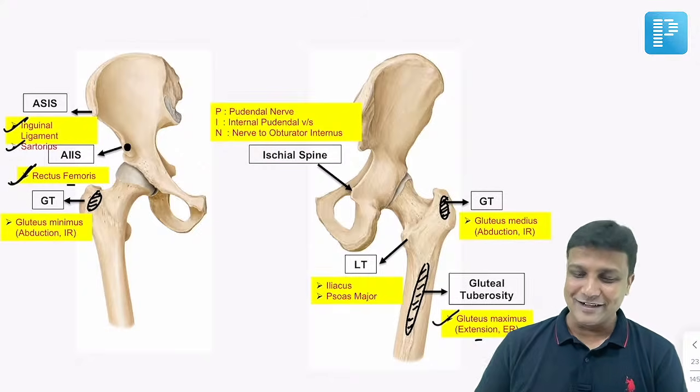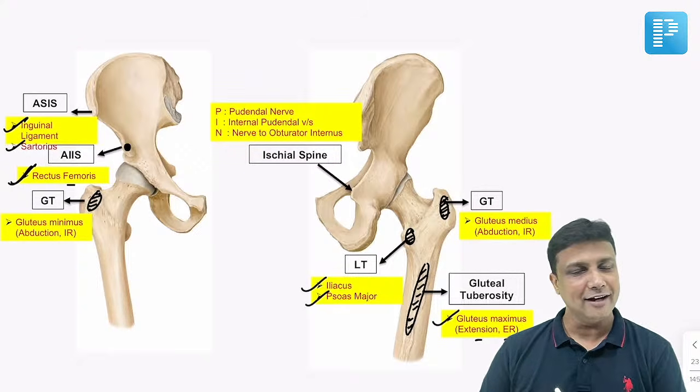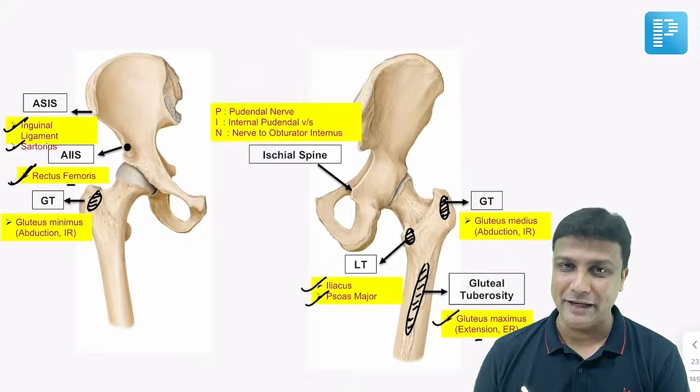And now welcome to the lesser trochanter. The question that I have given you here: on the lesser trochanter, two muscles are going to attach. One is your iliacus, another one will be the psoas major.